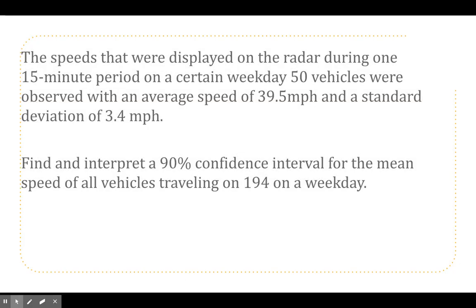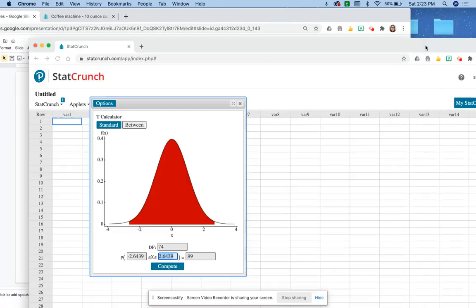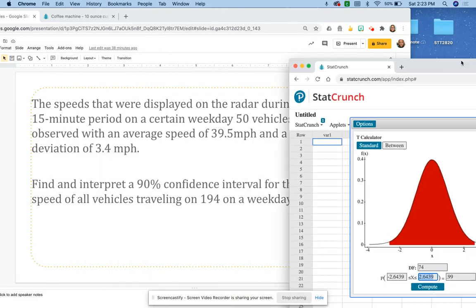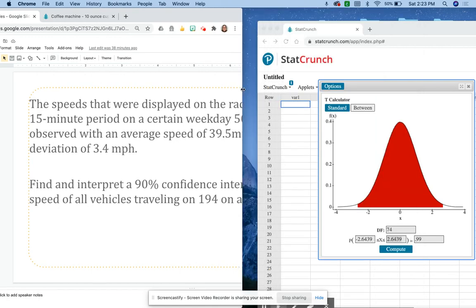So with that information, again, I'm just restating the summary. We're going to find and interpret a 90% confidence interval for the mean speed of all vehicles traveling on 194 on a weekday. Okay, so to do that, I'm going to go to StatCrunch and I'm going to set it to where I can see my information at the same time.